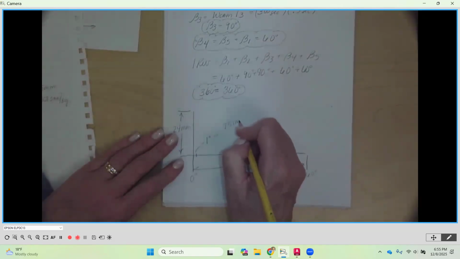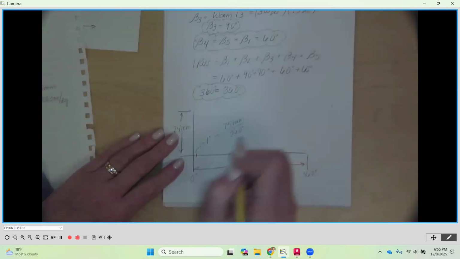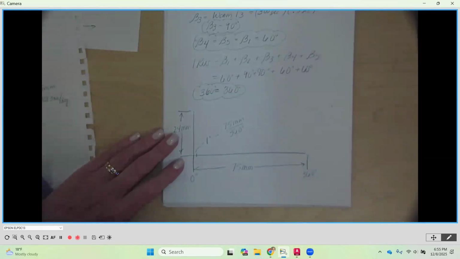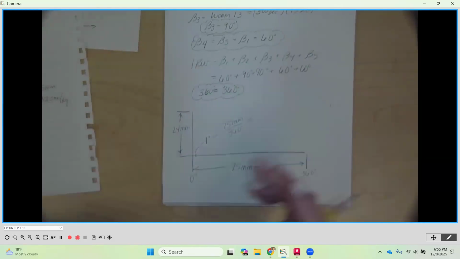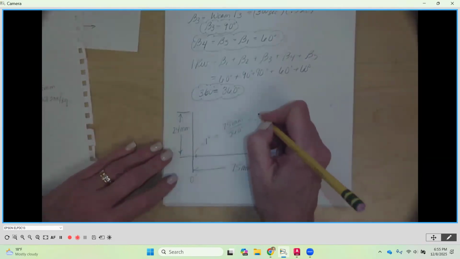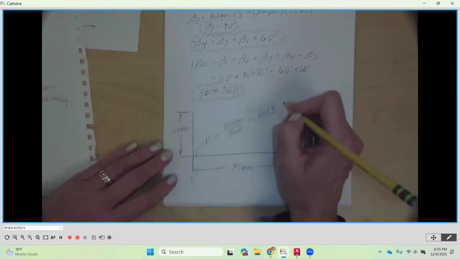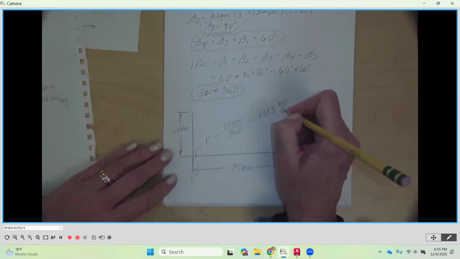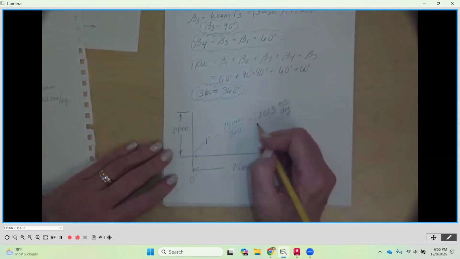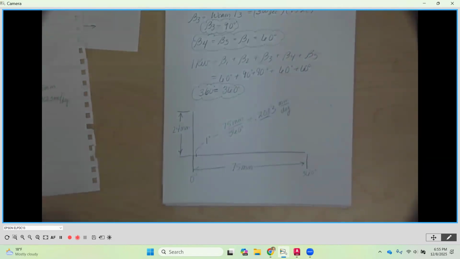Yes, so I'm going to take 75 millimeters divided by 360 degrees. So that's millimeters per degree, right? And what do you get for that number? Do you get something like 0.2083 millimeters per degree? Yeah. So that's what it is for 1 degree.